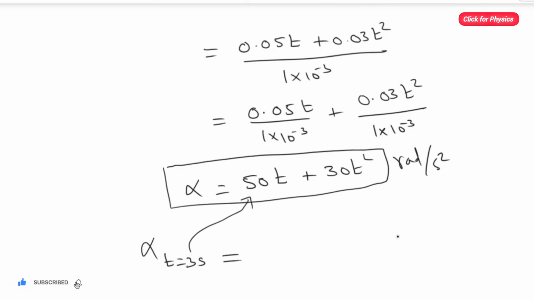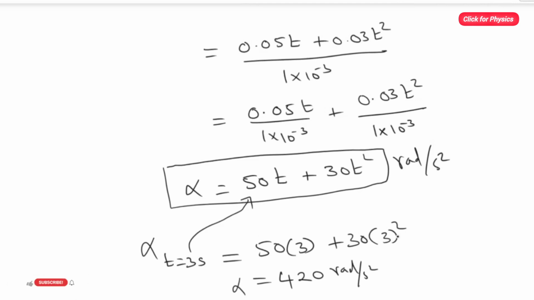So let's substitute. So 50 multiplied by 3 plus 30 multiplied by 3 square. So what you will get, when you simplify this part, I got 420 rad per second square. So this is the answer for the first part.